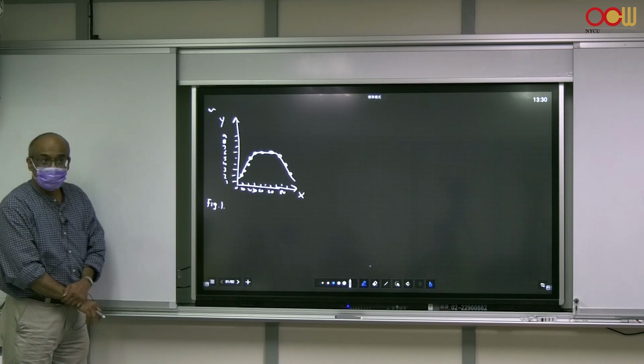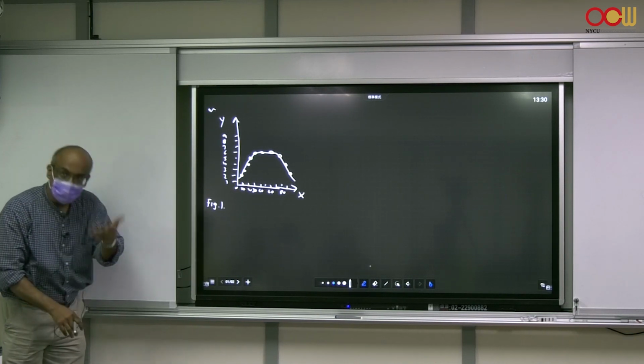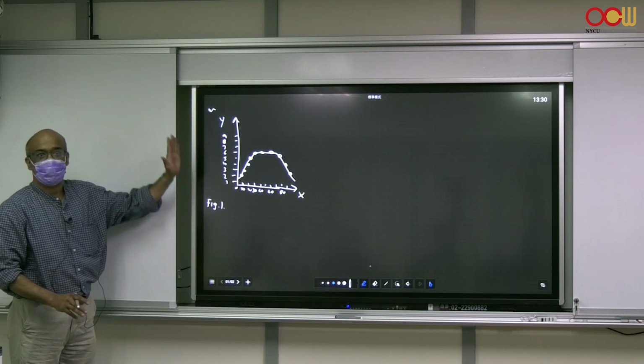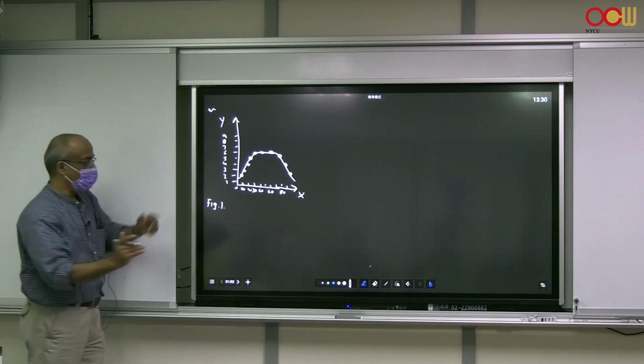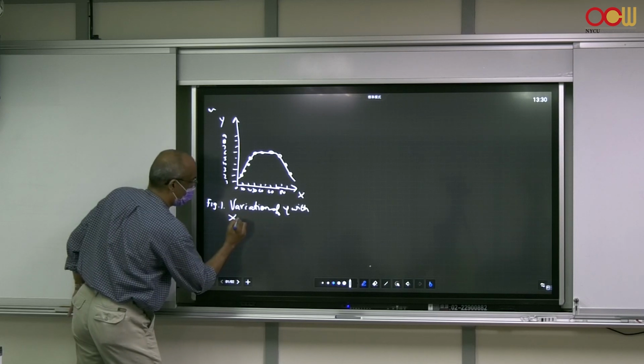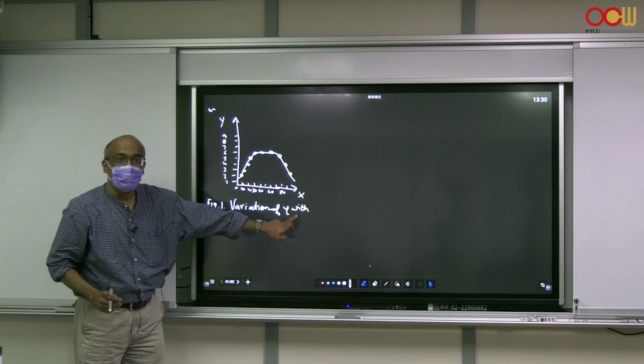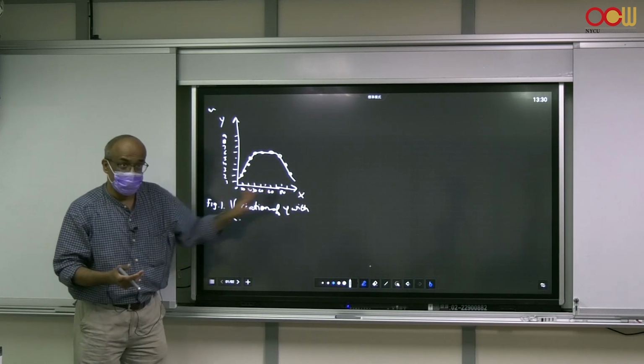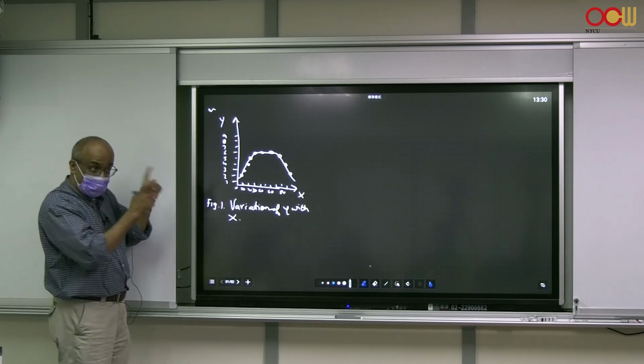It's very simple. Variation of y with x. Exactly. This is as simple as this. Variation of y with x. Very simple. And you can replace the word "with" by "as a function of". So y as a function of x. And anything else? You write what you see.